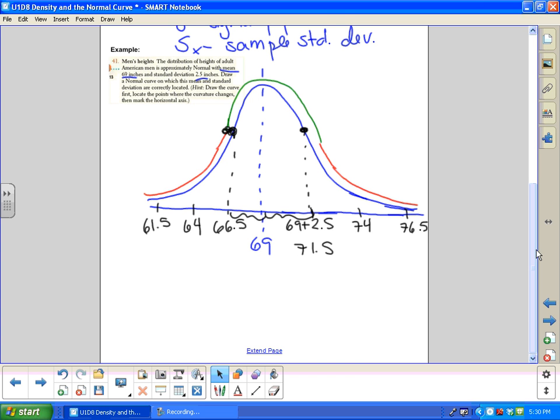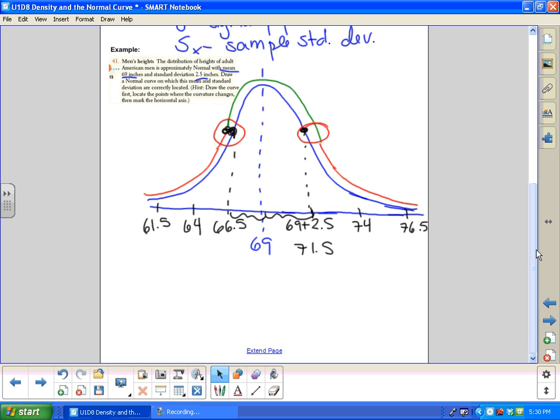So we drew the curve first. We located the points where the curvature changed, which were these points right here. And then I marked the horizontal axis. You do have a homework question similar to this, so you definitely want to know how to mark those. And I never expect for you to be perfect when you're finding your inflection points, but just do the best job that you can.